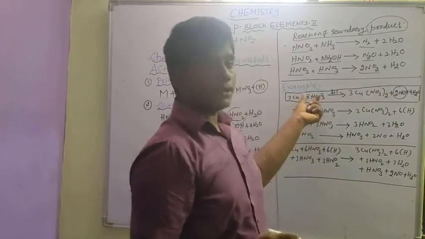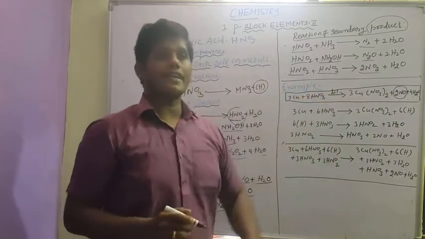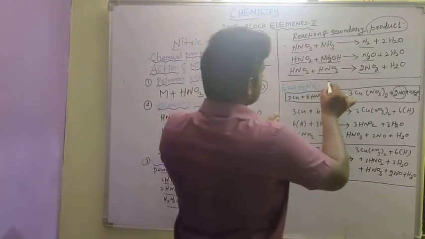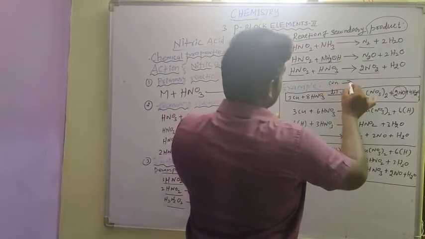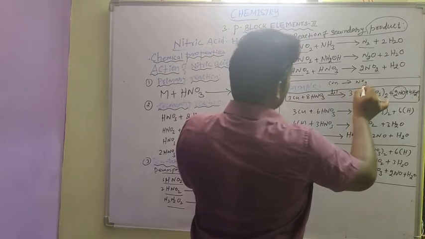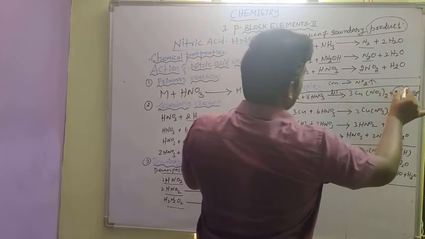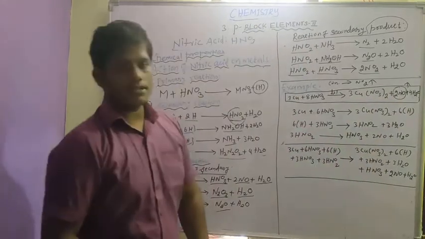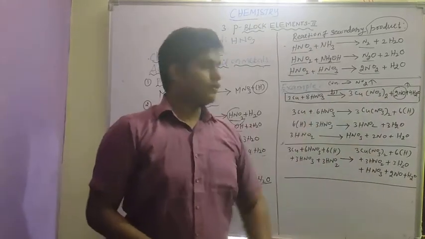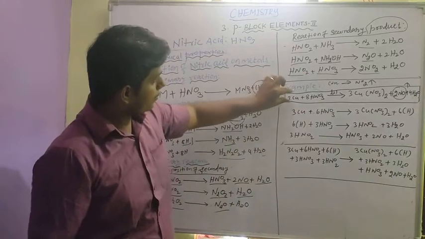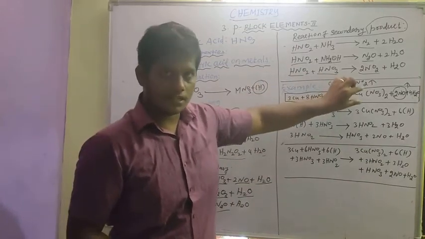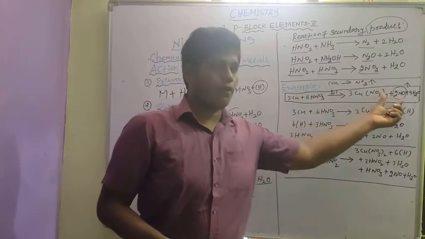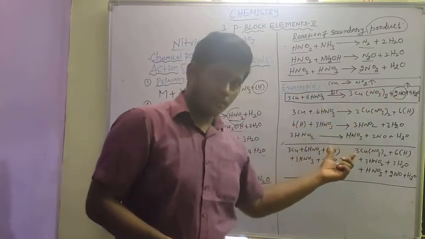Suppose it reacts with concentrated nitric acid, then it produces NO2 gas. That is more important. Dilute acid produces NO gas, and concentrated acid produces NO2 gas. So this is the overall reaction. How do we convert copper reacting with nitric acid to the product? The following three steps are involved.